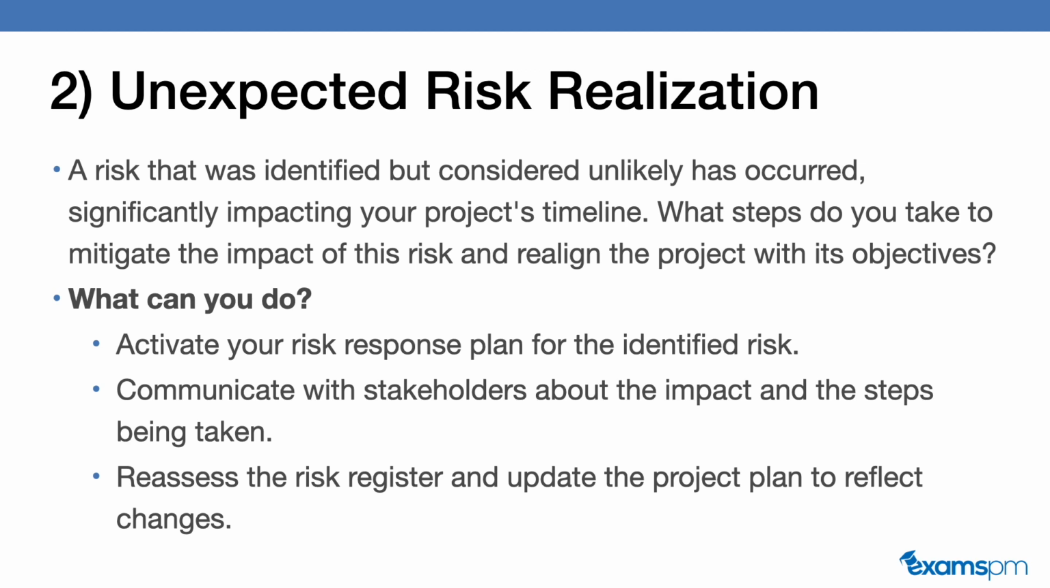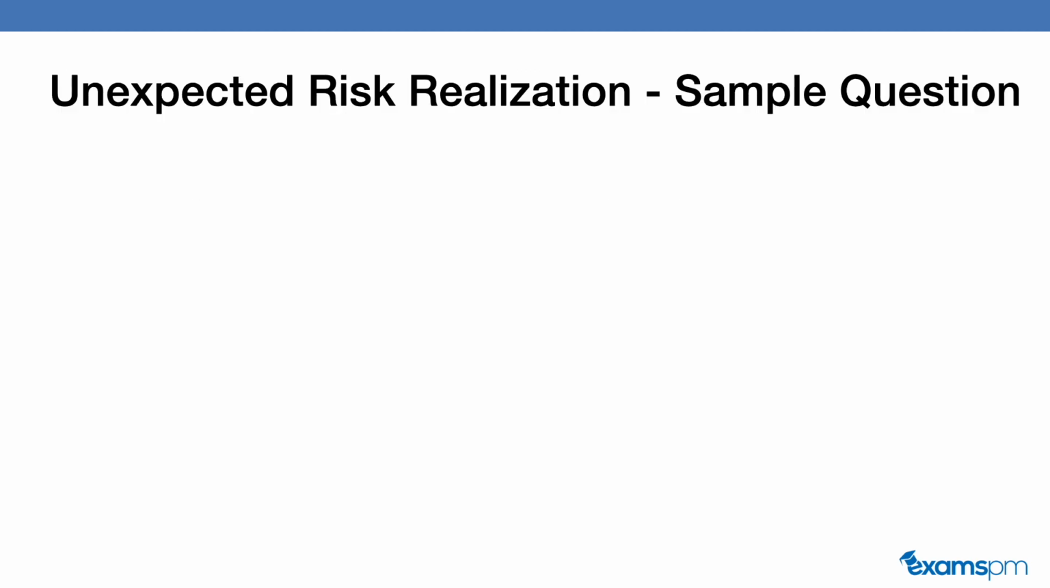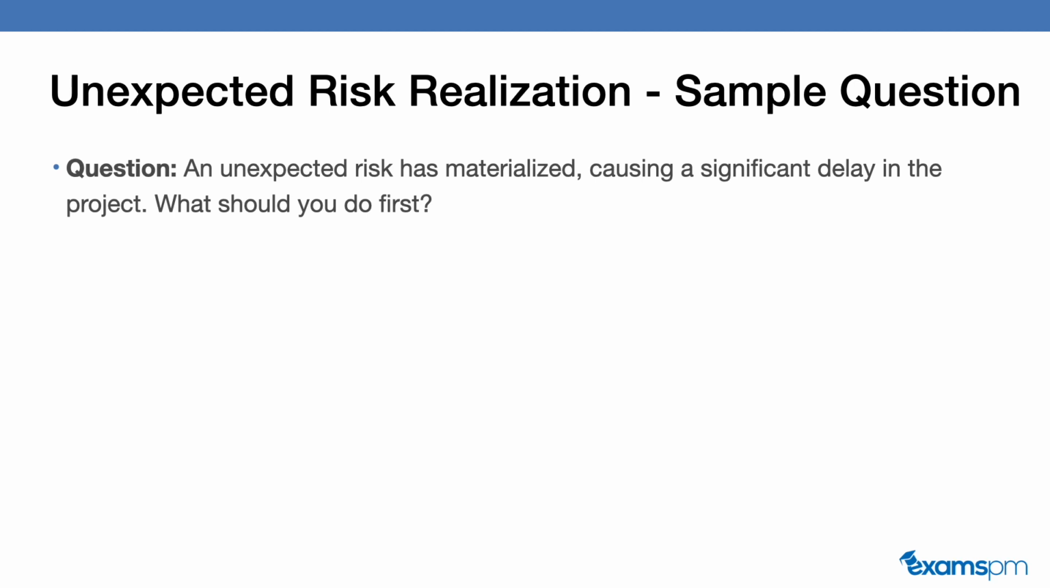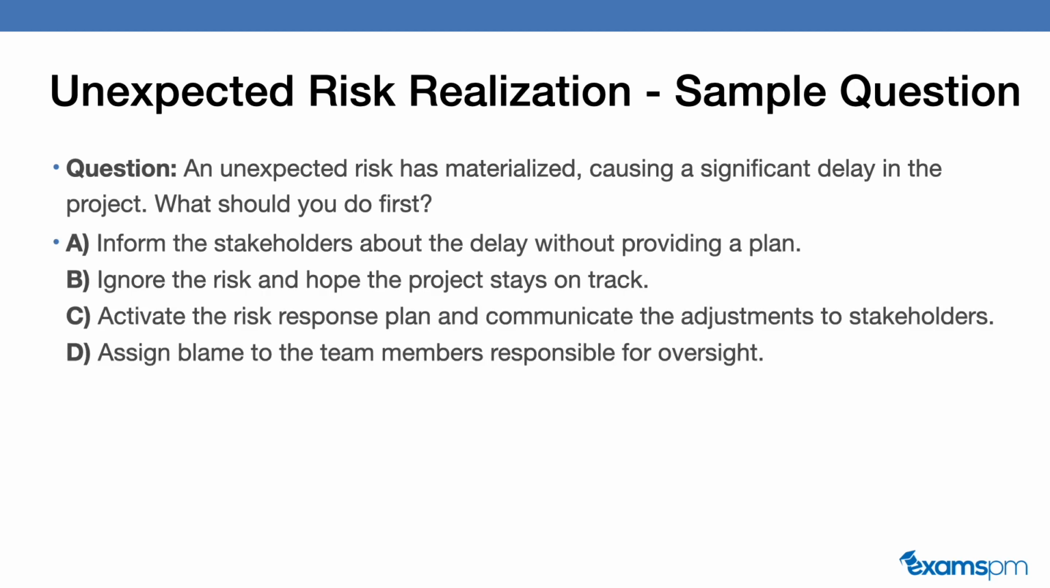So let's take a look at a sample question now for unexpected risk realization. So the question that you may get on your PMP exam can go something along the lines of: an unexpected risk has materialized on your project and it has caused significant delays in the project. What do you do first? Is it A, inform the stakeholders about the delay without providing a plan? B, ignore the risk and hope that the project stays on track? C, activate the risk response plan and communicate the adjustments to the stakeholders? Or D, blame the team member responsible for the oversight?